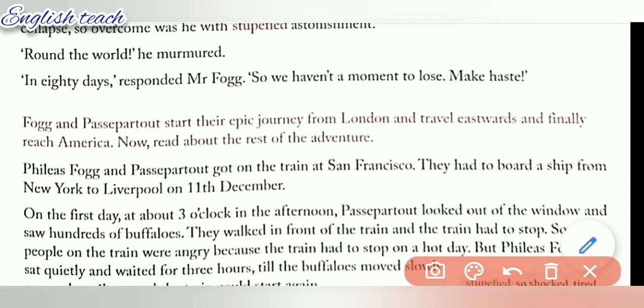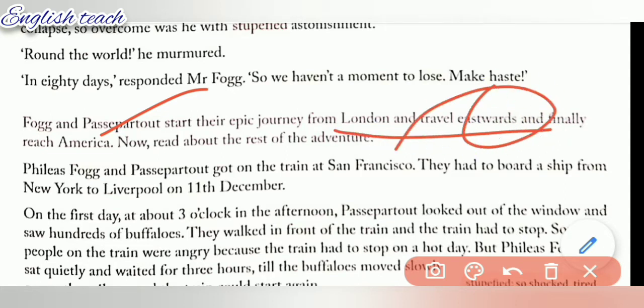Then Fogg and Passepartout started their epic journey from London and travelled eastward, and finally reached America. Now we can discuss the rest of the adventure. They reached America and finished one round of the world. While traveling, what were the difficulties and problems they faced in other places and climates? That we will discuss now.